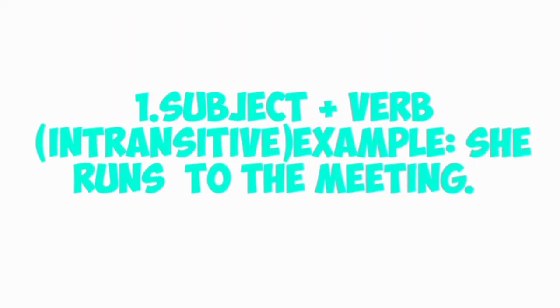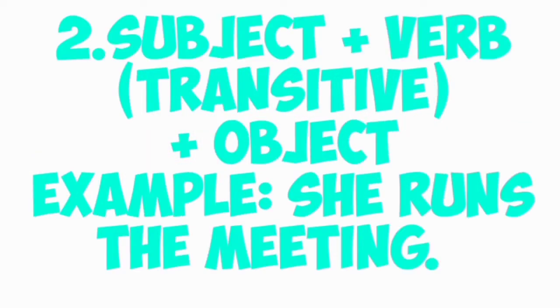Number 1. Subject plus verb, also called an intransitive sentence. Example, she runs to the meeting. Number 2. Subject plus verb plus object, also called a transitive sentence. Example, she runs the meeting.